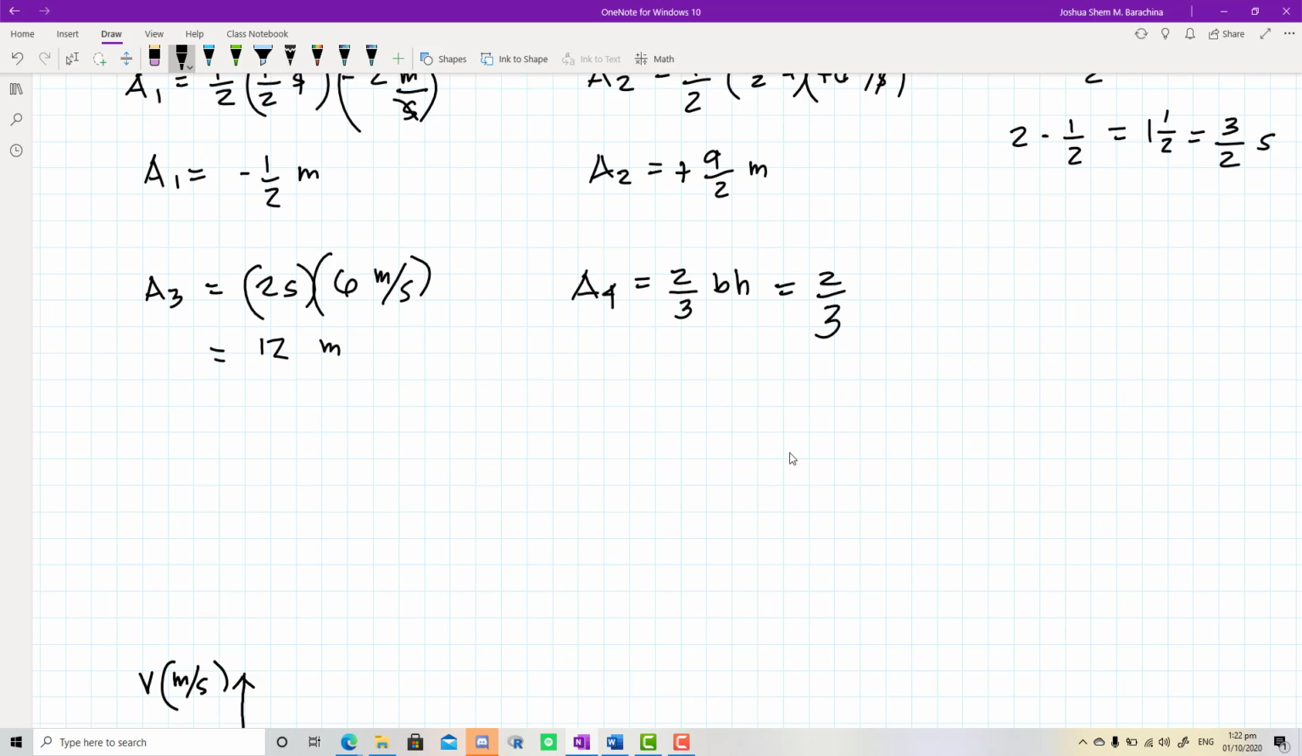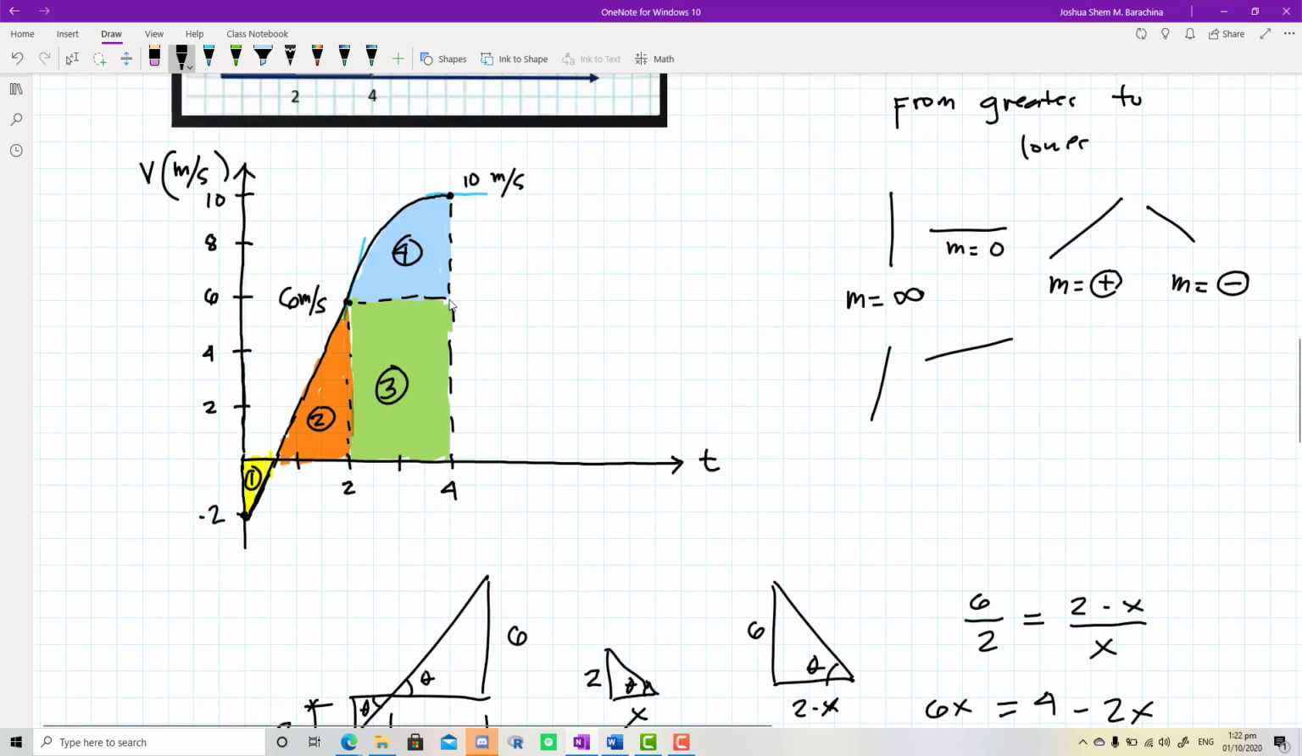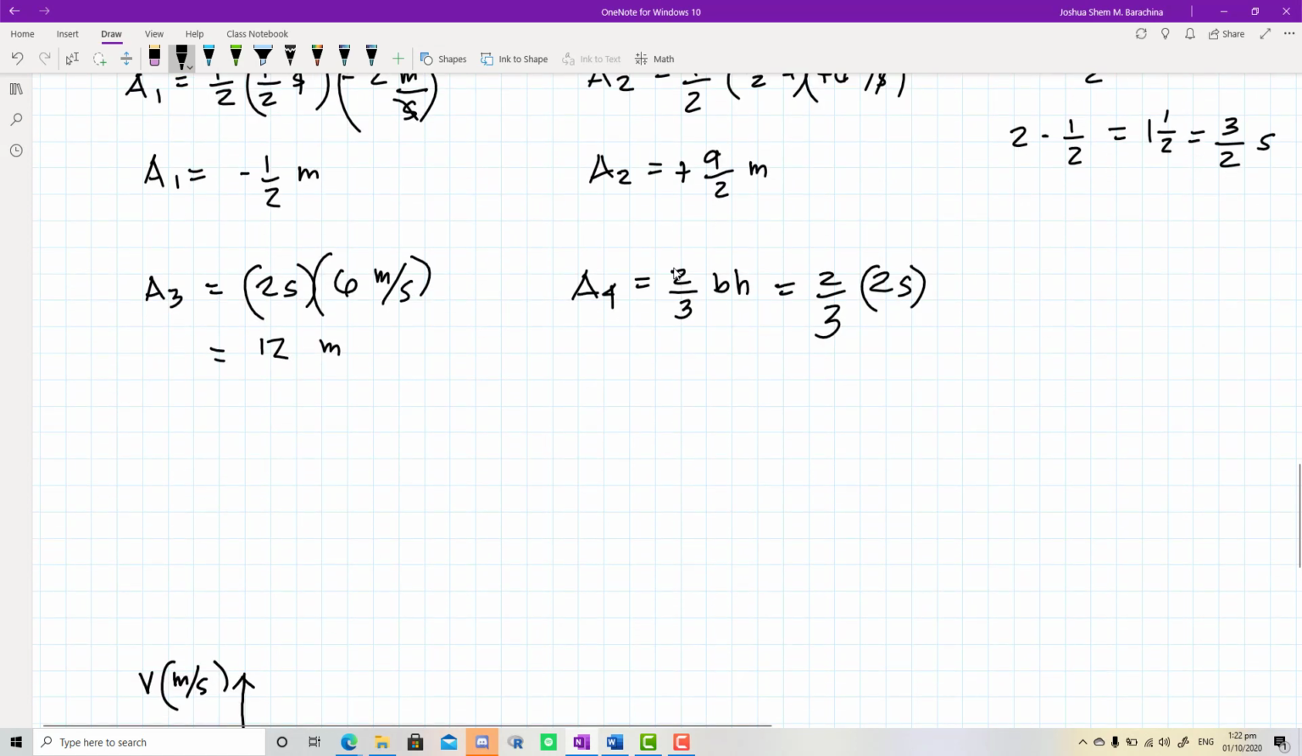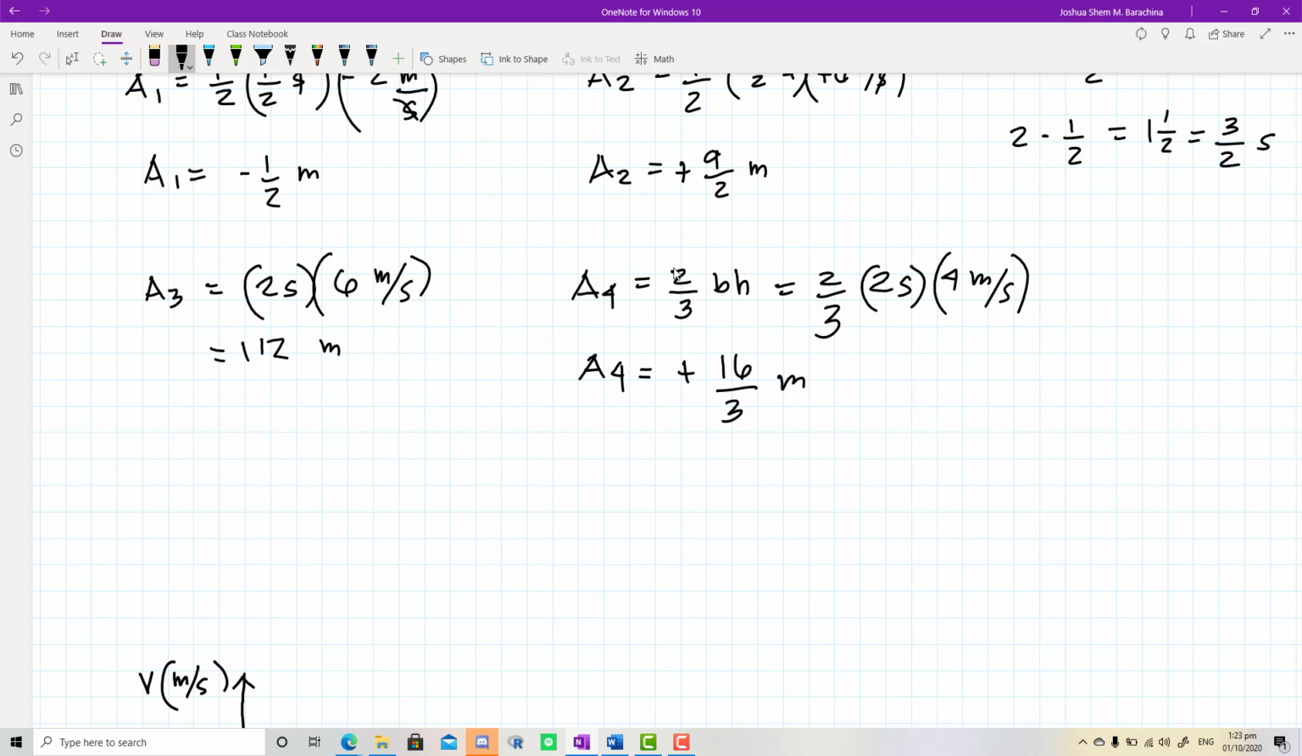The base would be positive 2 seconds. And the height is the difference between these two velocities. 10 minus 6 is 4. So that would be 4 meters per second. This now will be equal to 16 divided by 3. Area sub 4 is equal to positive 16 over 3 meters. It's also positive.